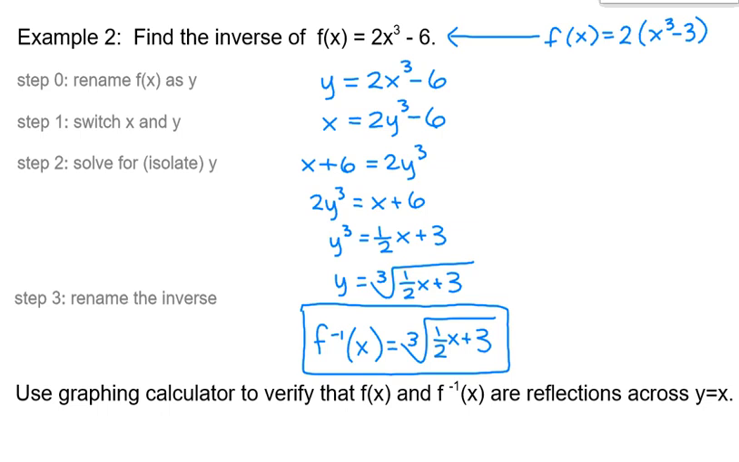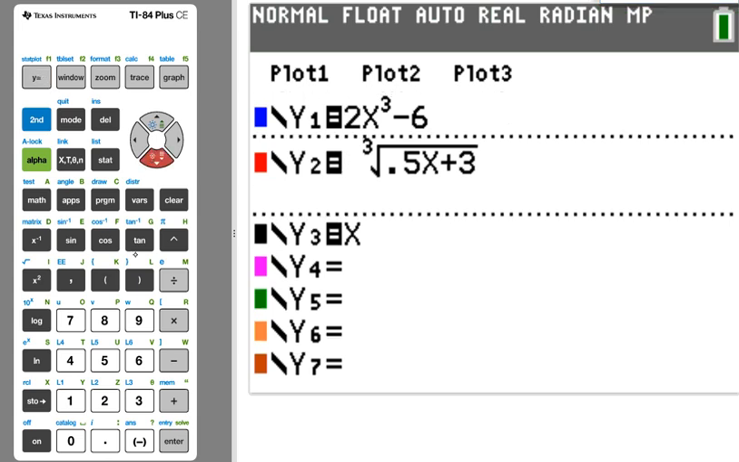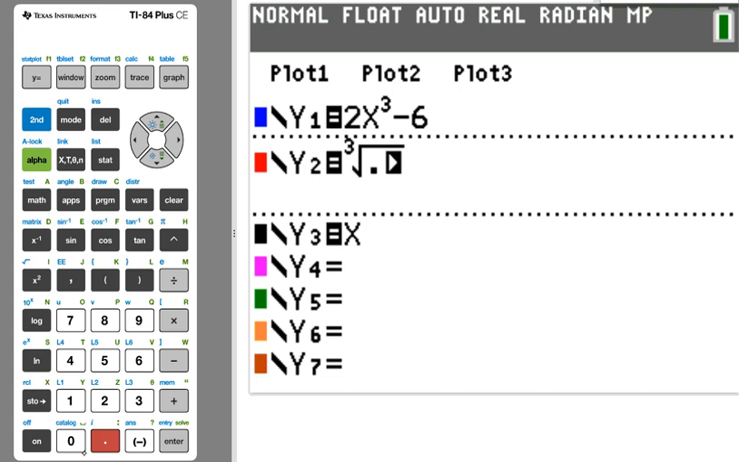Okay, next we're going to use a graphing calculator to verify that f of x and f inverse do look like reflections across y equals x. So what I've done is I've typed the original function into y equals, as well as the inverse function as y2. And you might be wondering where I found the cube root function. So what you're going to do is, once you're here in your y equals menu, you're going to press math, and then you'll see choice number 4 is cube root. And then you can type the rest of it inside that cube root.